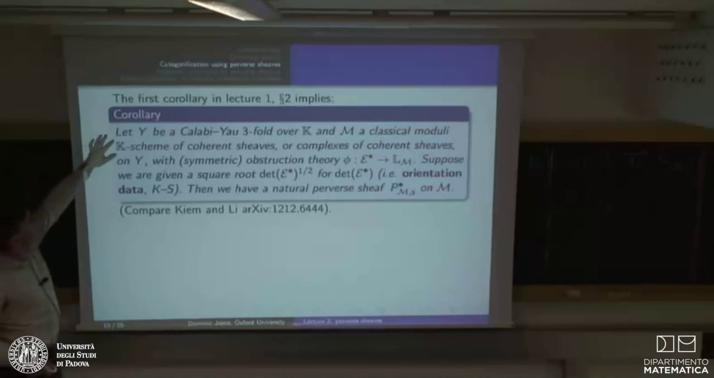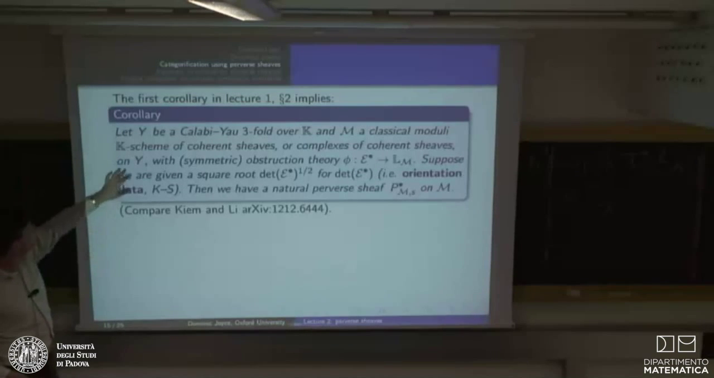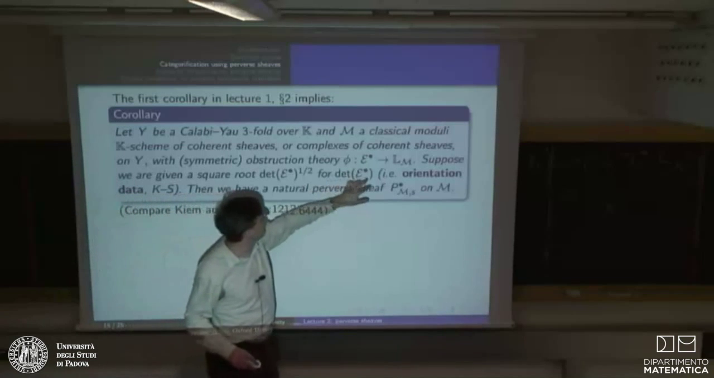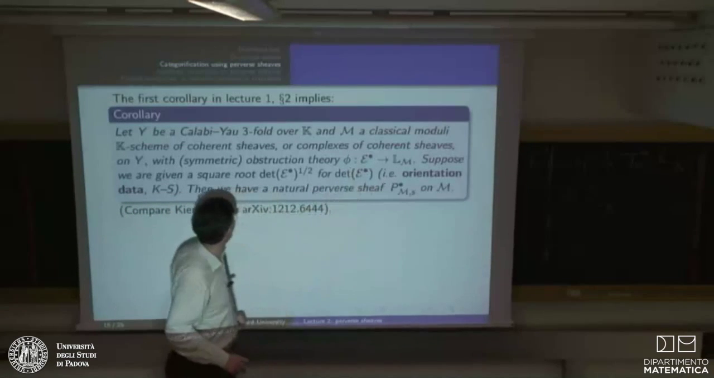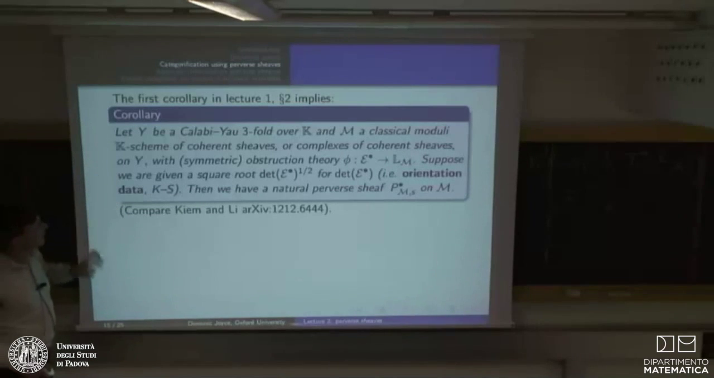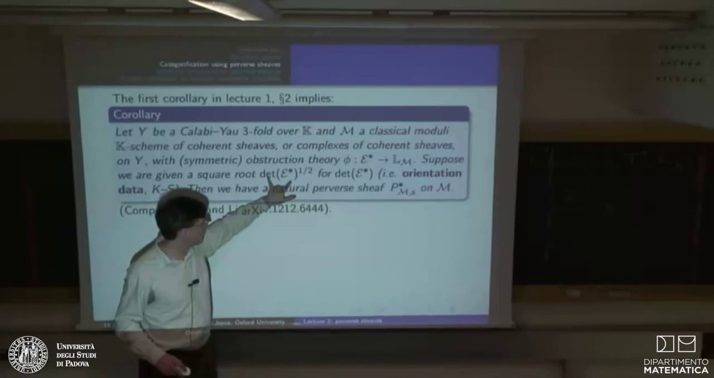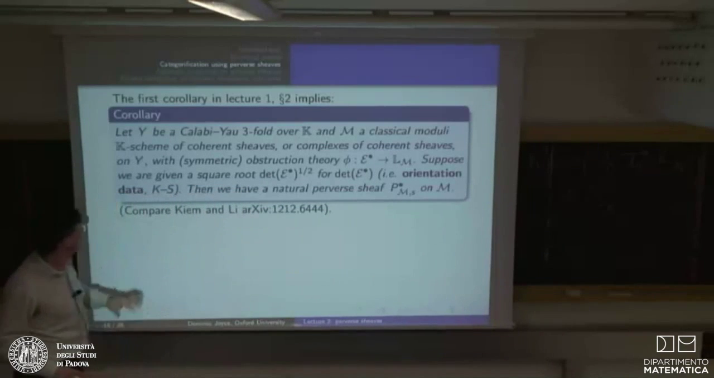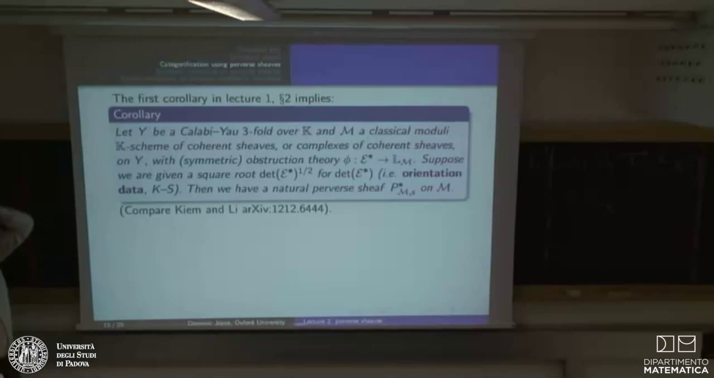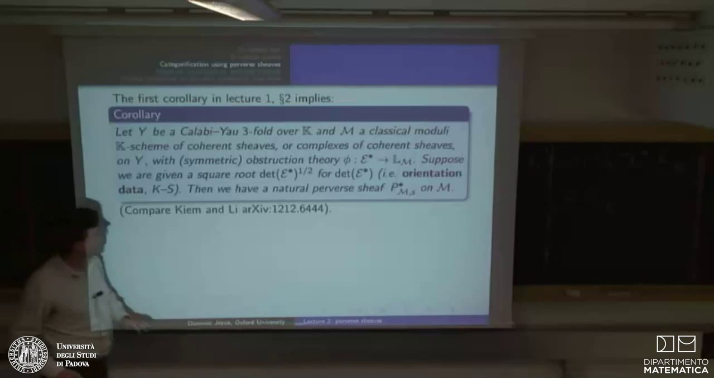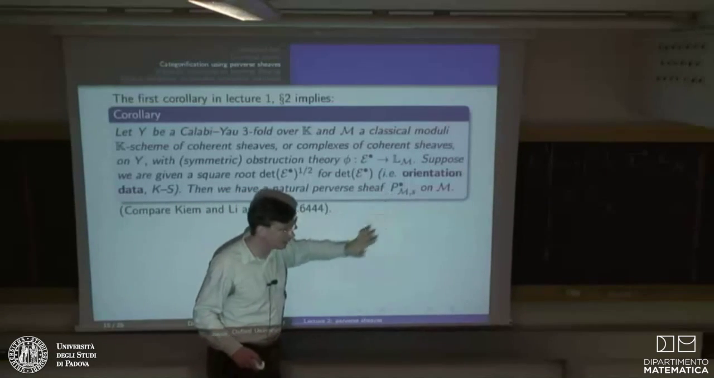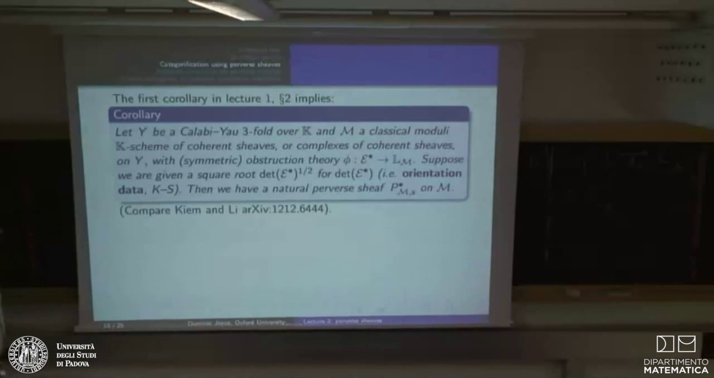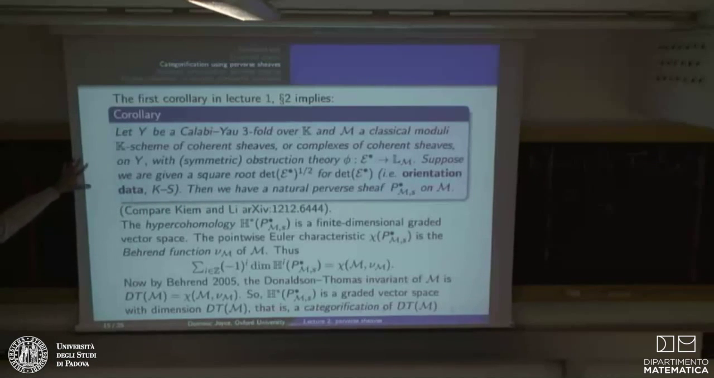Okay, so one corollary tells you that if Y is a Calabi-Yau threefold over K, and M is a classical moduli scheme of coherent sheaves or complexes on Y with the symmetric obstruction theory going from E to L_M, and we suppose we're given a square root for the determinant line bundle of this obstruction theory, which is basically orientation data in the sense of Kontsevich-Soibelman, then under these conditions we have a natural perverse sheaf on M. So this is a project which Kai Behrend was talking about quite some time ago.